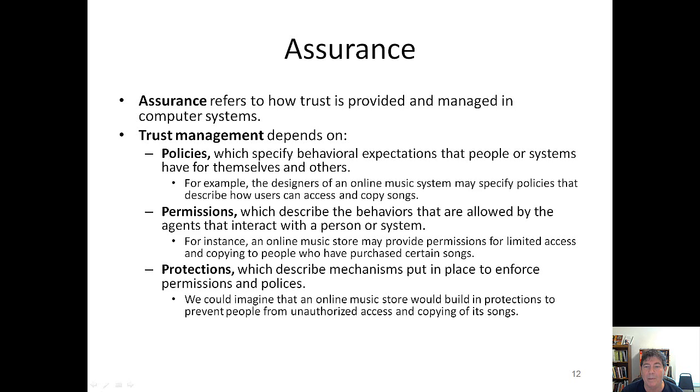Permissions describe the behaviors that are allowed by the agents that interact with a person or system. For instance, an online music store may provide permissions for limited access and copying to people who have purchased certain songs. And finally, protections, which describe mechanisms put in place to enforce permissions and policies. We could imagine that an online music store would build in protections to prevent people from unauthorized access and copying of its songs.